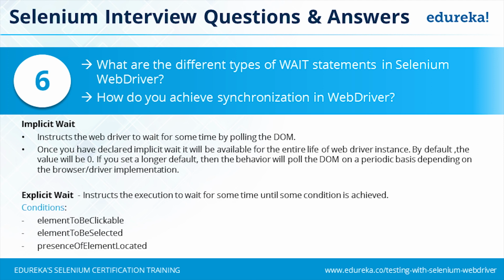There are two major waits: implicit wait and explicit wait. Let us discuss these waits in detail and how they achieve synchronization for us. The first one is implicit wait. It instructs WebDriver to wait for some time by polling the DOM. For instance, I declare a wait of 30 seconds. It will poll the document object model periodically for the element. For instance, my command is driver.findElement by XPath XYZ.